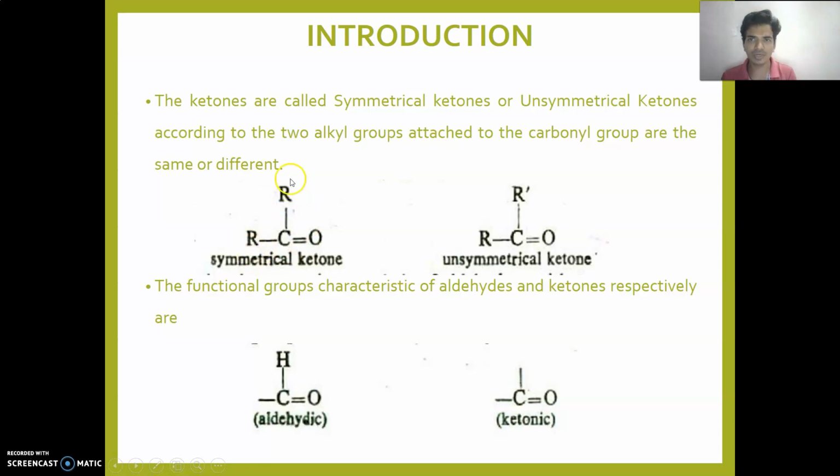If the same alkyl group is present on the carbonyl carbon, it is symmetrical. If two different alkyl groups are present on the carbonyl carbon, it becomes asymmetrical. For example, it is CH3 and it may be C2H5, so it becomes asymmetrical. The functional groups characteristic of aldehydes and ketones are respectively C double bond O H, nothing but aldehyde, and C double bond O only, which becomes ketonic. So this is of ketonic functionality and this is of aldehydic functionality.